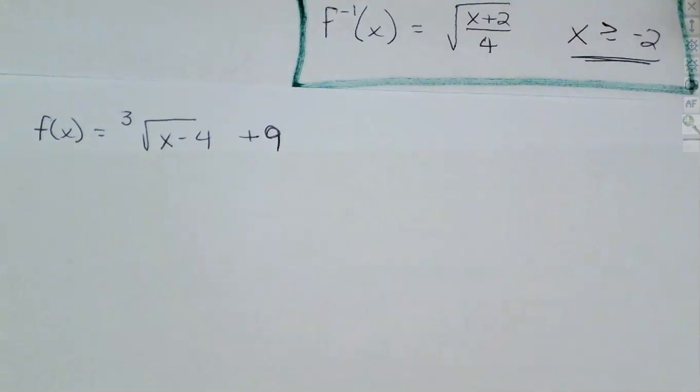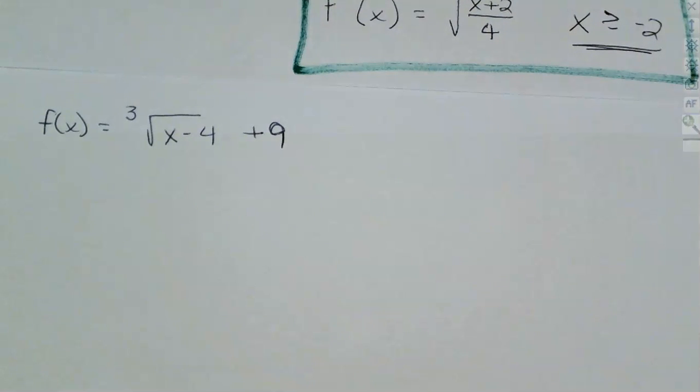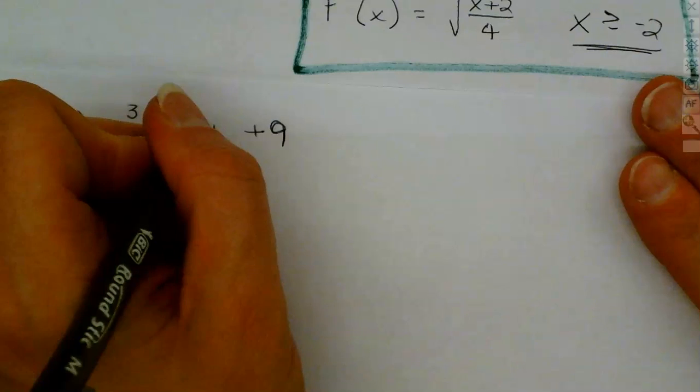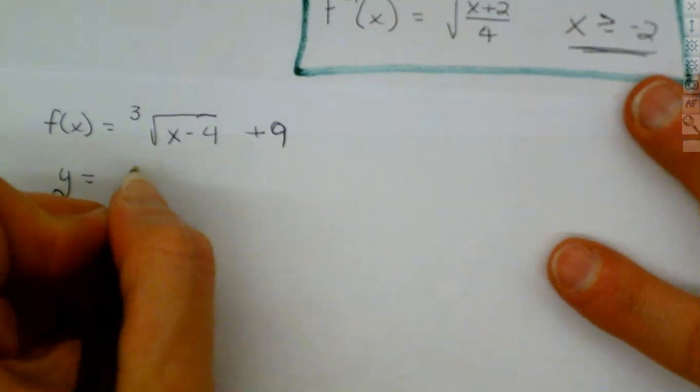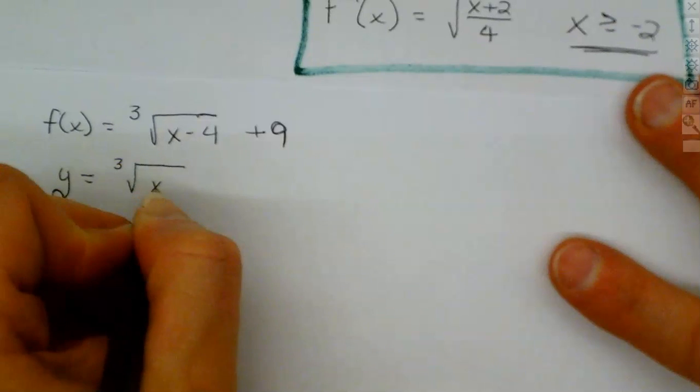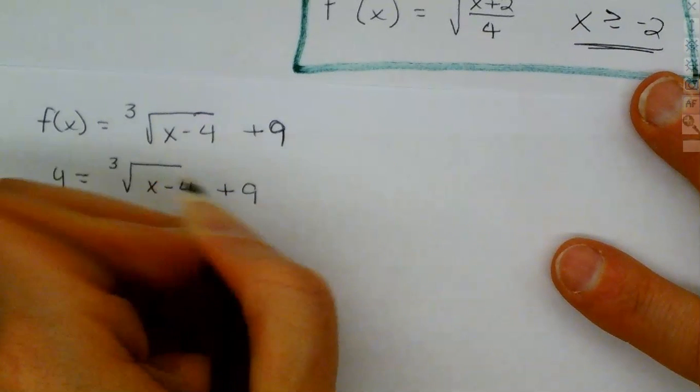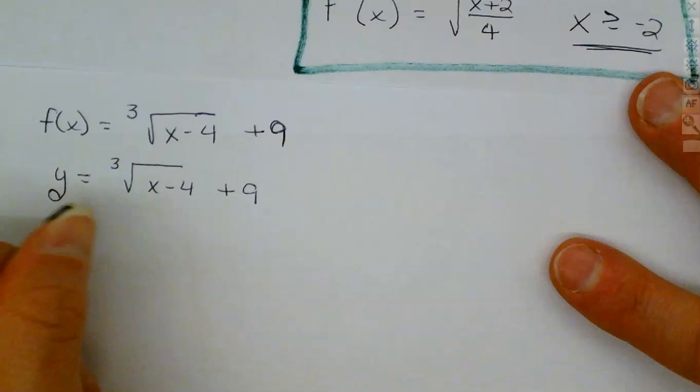So this is our original function here. And this one has quite a bit to it. It does have an inverse, doesn't it? Because cube roots have an inverse. So we replace f of x with y. And now we switch them out. We swap them out.